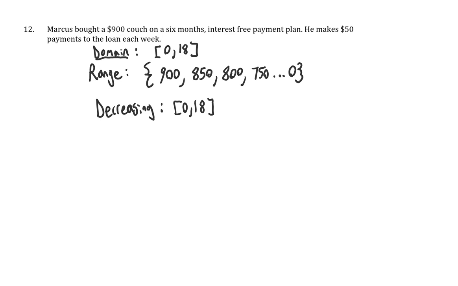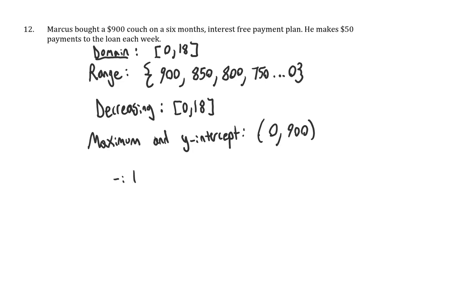There's no increasing. Our maximum value and our y-intercept are the same in this scenario, because at 0 weeks he owed $900 on the couch. So that's the highest value, and it's also the y-intercept, the starting value. And then the minimum and the x-intercept are the same, which is going to occur at 18, 0. So we've now looked at a situation, tables, and graphs, and interpreting the key features of functions in those places.